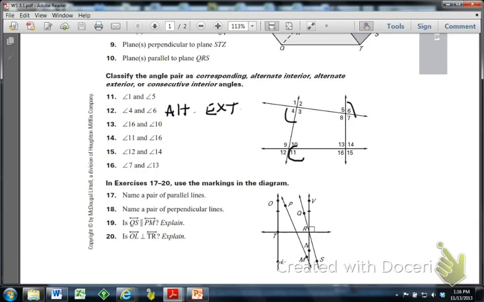All right, then I'm going to do number 14, angles 11 and 16. Those look like consecutive interior angles to me. And then number 16, angles 7 and 13. If that's 7 and that's 13, those look like alternate interior angles to me.